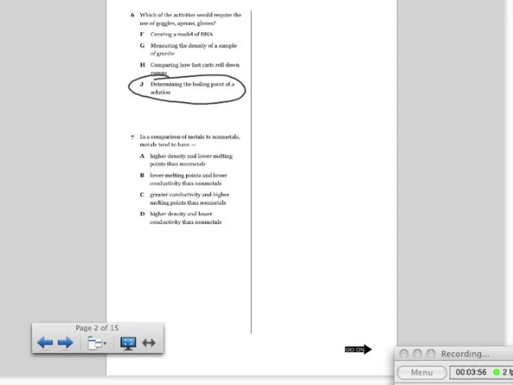Number 7. In a comparison of metals to nonmetals, metals tend to have what? What did y'all put as your answer for 7? C. So it says, in comparison of metals to nonmetals, metals tend to have what? Greater conductivity and higher melting points than nonmetals, meaning it's going to take more energy to get them to melt. That's true. And they also conduct electricity or heat better, so C is our right answer. Okay, let's look at the next question.